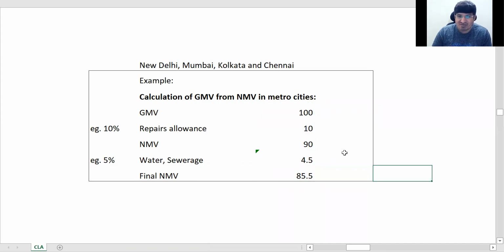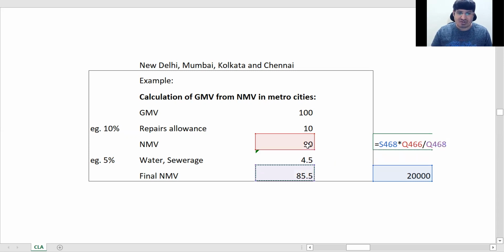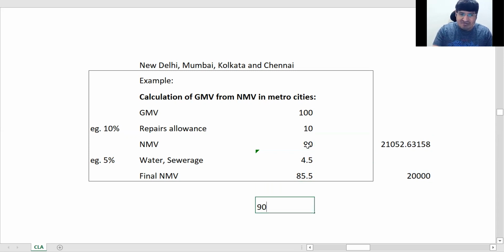Okay, so say for example your final NMV is given as 20,000. From here you will go here. How will we calculate this? It equals 20,000 into 90 upon 85.5. This is how I'll calculate it. So basically, what is the equation? If NMV is 90, then final NMV is 85.5.